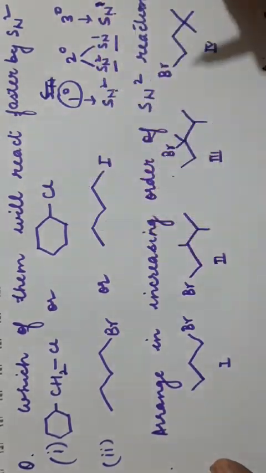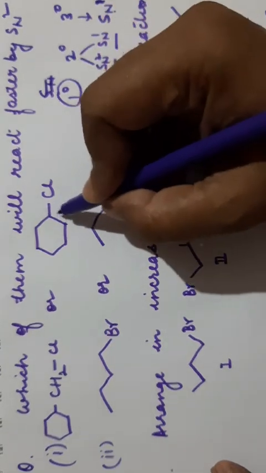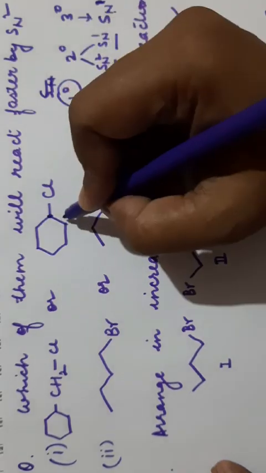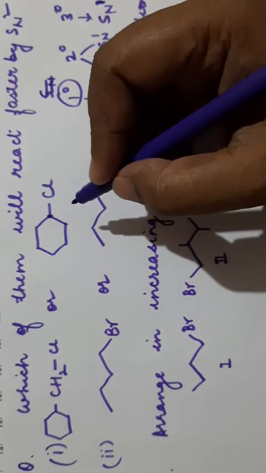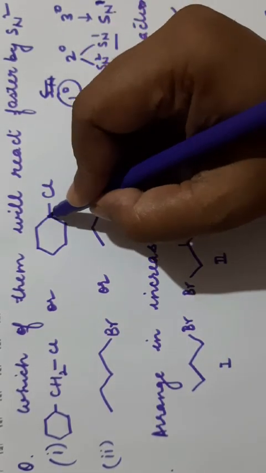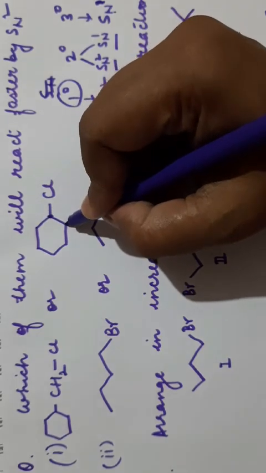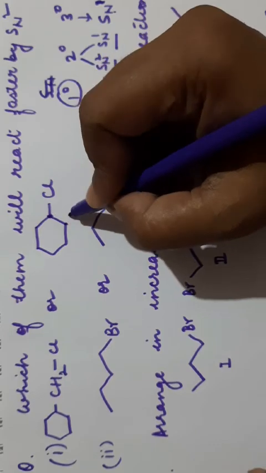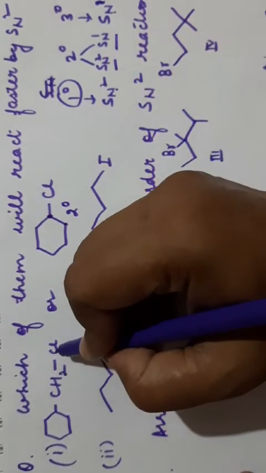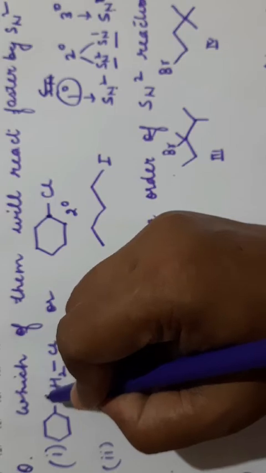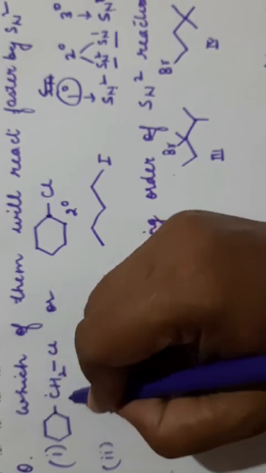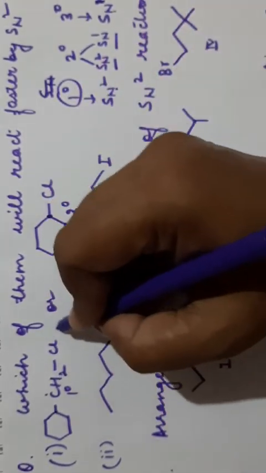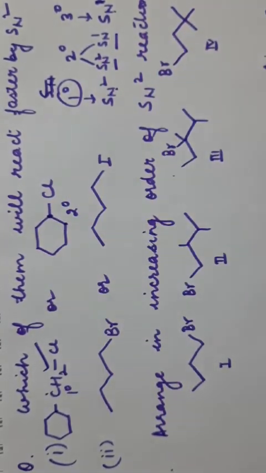Identify the type of carbon. Cl is attached to this carbon, and is this carbon 1 degree or 2 degree? See, this carbon is attached to two different carbons, and a carbon attached to two carbons is known as 2 degree. Here this chlorine is attached to a carbon that is attached to only one carbon, so it is 1 degree. So this is 2 degree, this is 1 degree, and the 1 degree will react faster by SN2 reaction.